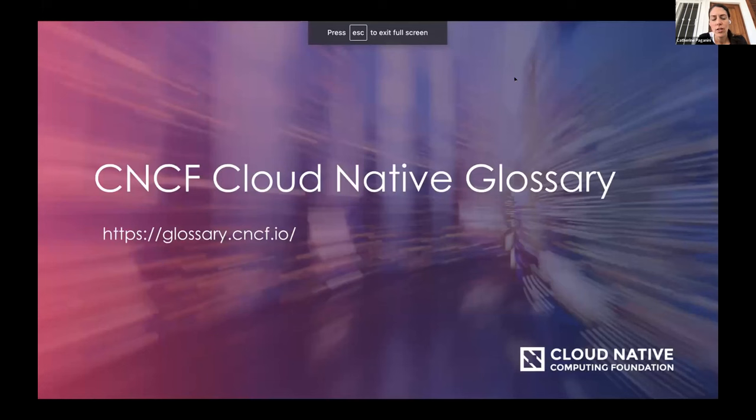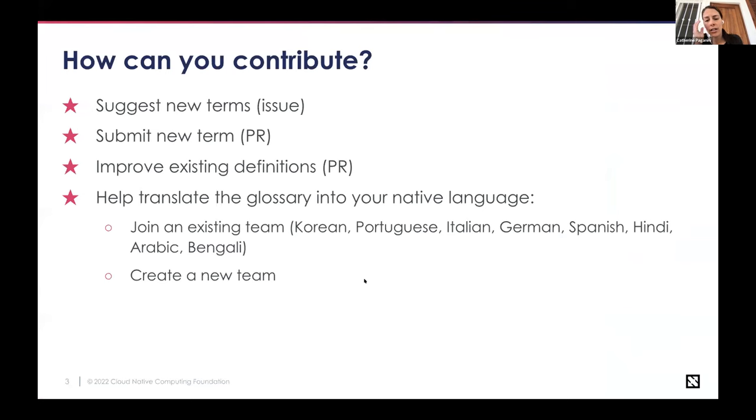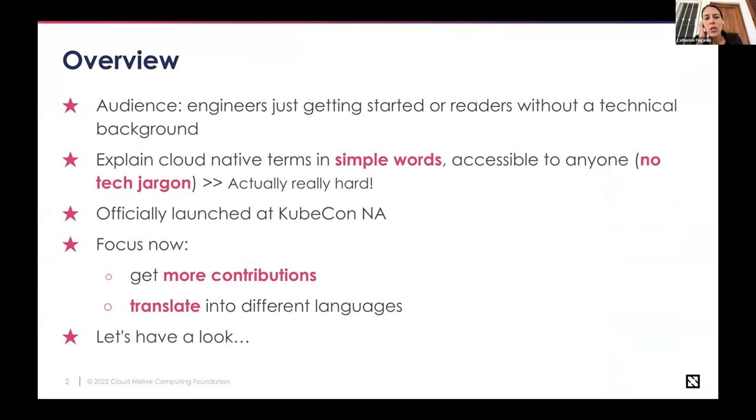So you can find it at glossary.cncf.io. Basically we're trying to create a glossary that explains all cloud native terms to engineers just getting started, but also to people with no technical background. So we're really focusing on explaining things in very simple words that are accessible to anyone. No tech jargon is allowed. Sometimes a little bit sneaks in, and that's where we need help to improve those terms as well.